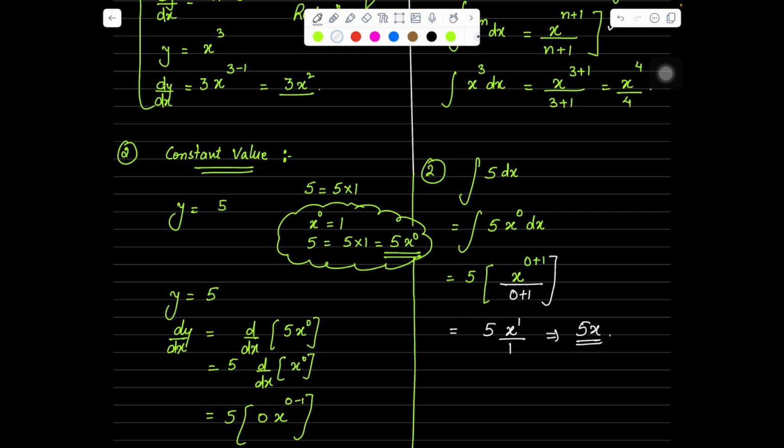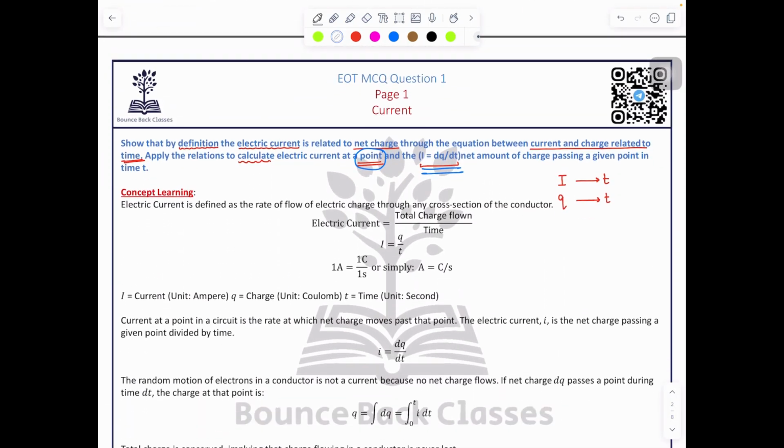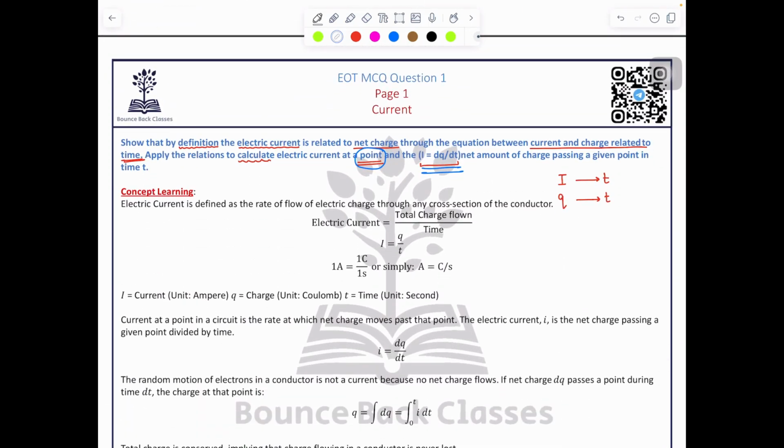See, if you already know that differentiation and integration, that is perfect for you. But if you don't know, these things will help you to solve the questions. Fine, guys? Okay. So till now we learn about the current, what exactly the current is. So current is I is equals to Q divided by T. That is for the whole wire or for the whole system.